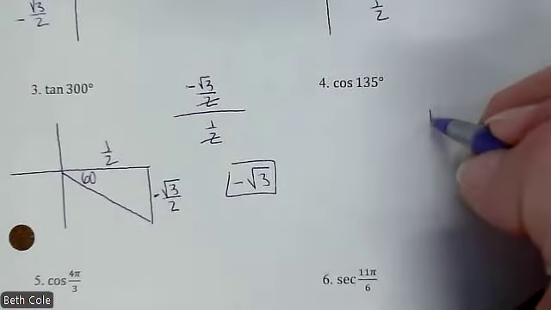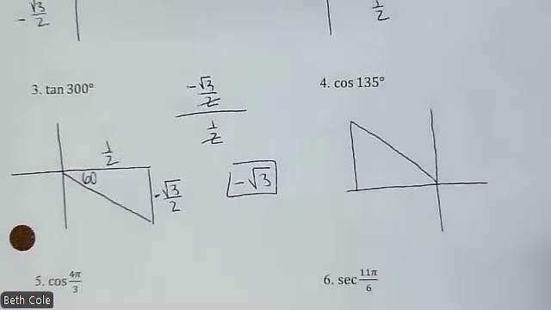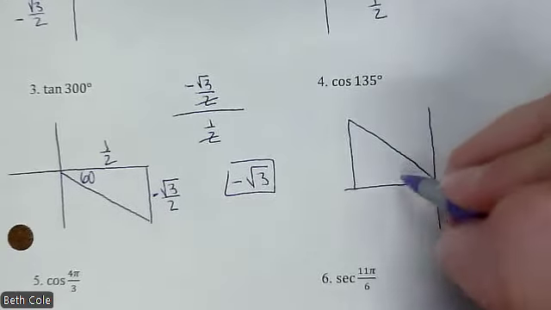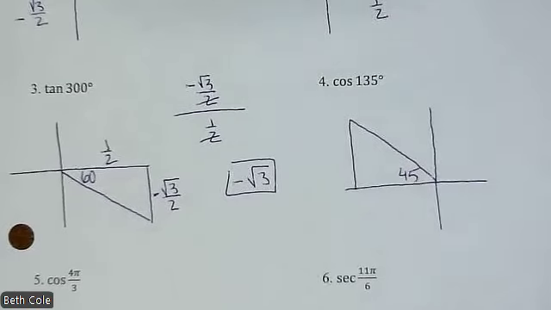Where is 135 degrees? What quadrant? 2, second quadrant. Good job. Now, if it ends with a 5, your reference angle is 45. Again, if it's degrees, stay in degrees. If it's radians, stay in radians. Do not switch them back and forth. I'll have to take off points if you do that, and I don't have to do that.